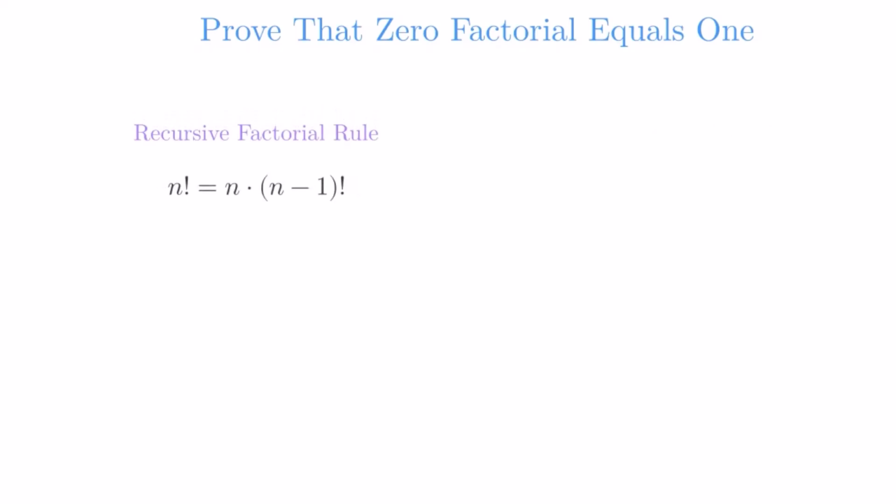We'll use the recursive definition of factorial. Plugging in n equals 1 forces 0 factorial to equal 1. We'll also see why the empty product convention agrees. Let's work through it on the diagram.